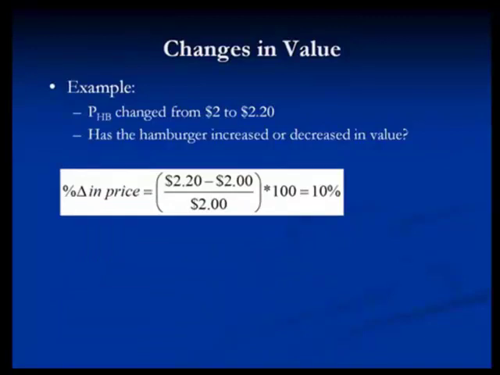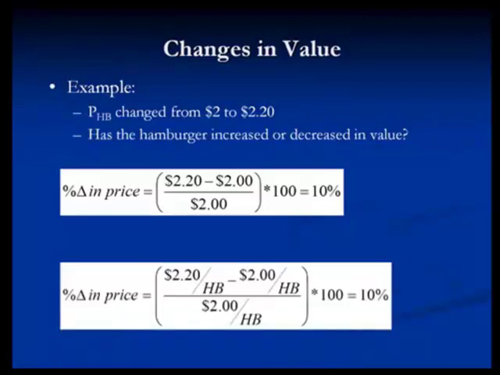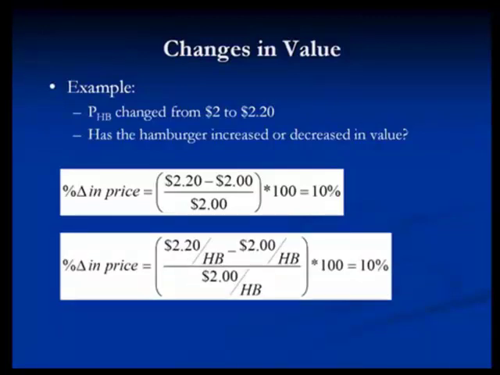And the percentage change in price is that ending price of $2.20 minus the beginning price of $2. That results in a 20-cent change, a positive 20-cent change, given an initial price of $2. So 20 cents out of $2 times 100 is 10%. We can go into more detail of the pricing here and say that the percentage change in price is the $2.20 per hamburger minus the $2 per hamburger divided by the $2 per hamburger times 100 equals 10%.